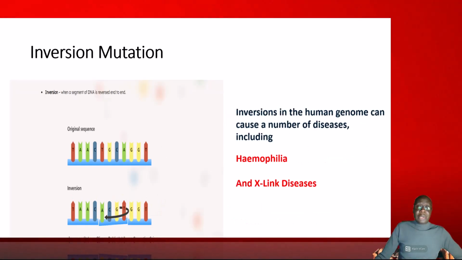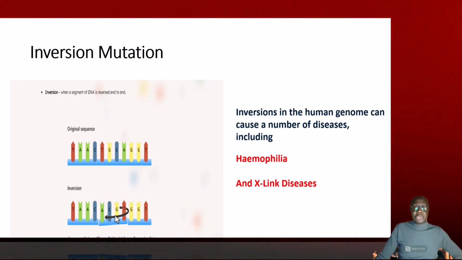Right. Okay, now the next one is an inversion mutation. The inversion mutation is where the gene, the molecules, will invert themselves. Instead of CGT, you have TGC. And this also happens in the copying process. So the inversion in a human genome can cause a number of diseases as well, including hemophilia, and it can also cause X-linked disease.